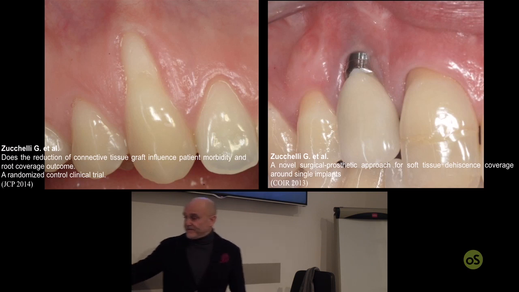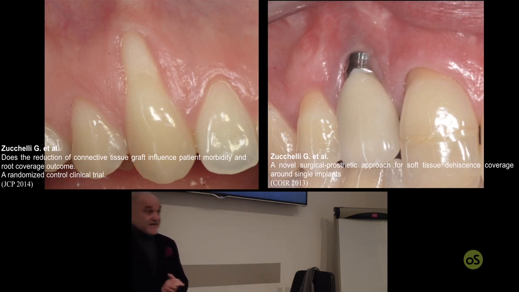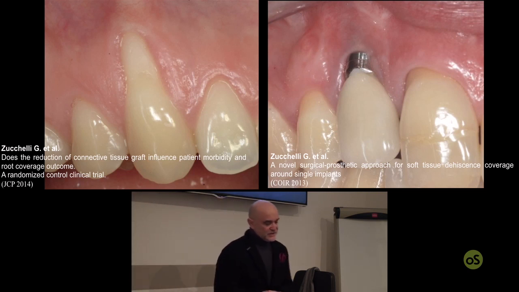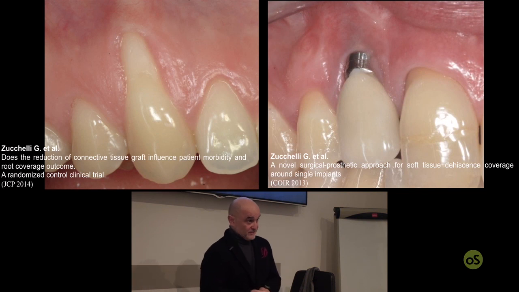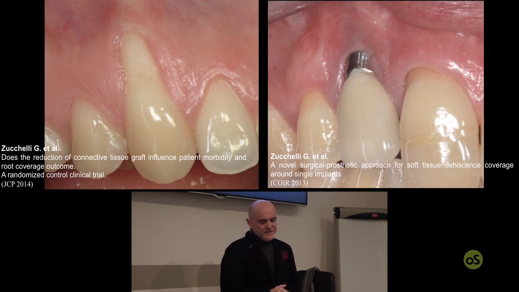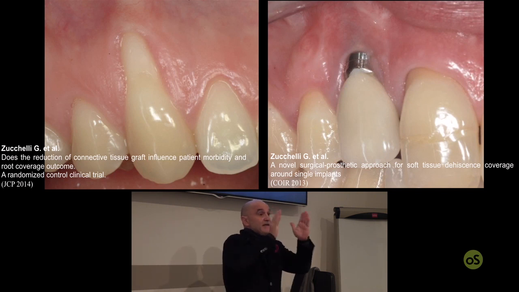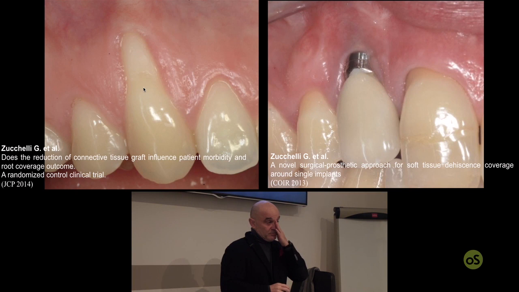What's the difference between treatment of gingival recession around teeth and gingival recession around implants? First of all, we will cover the topic of treatment of gingival recession around teeth, and then we will speak about implants. But both of them have an objective. In the case of teeth, the objective is to cover the cement enamel junction and to displace the soft tissue margin in a more coronal position with respect to the cement enamel junction.